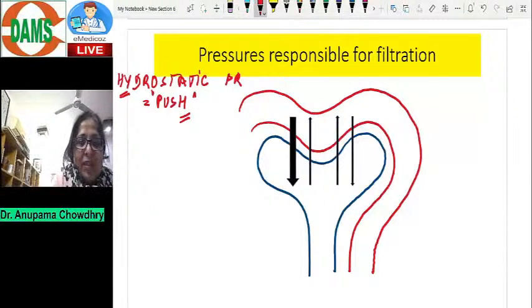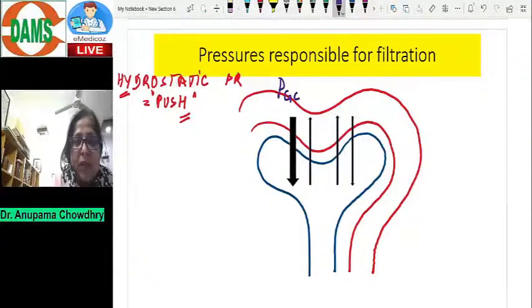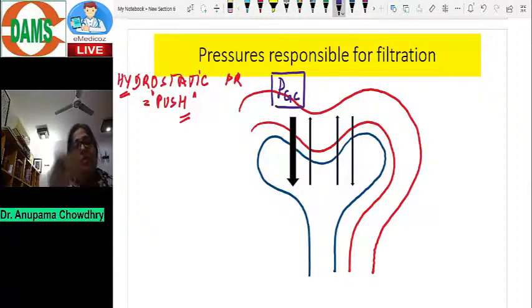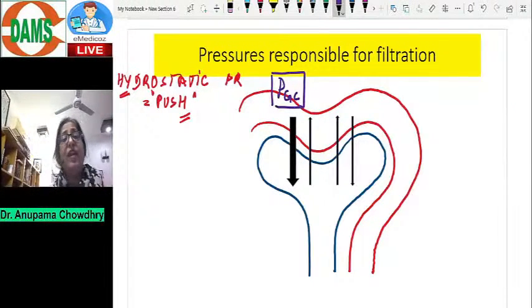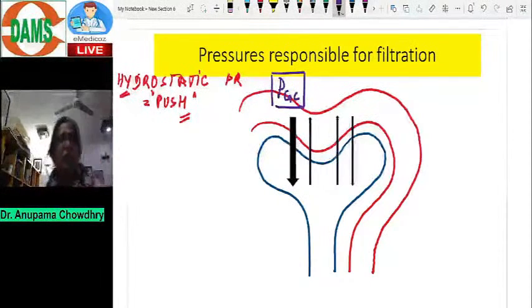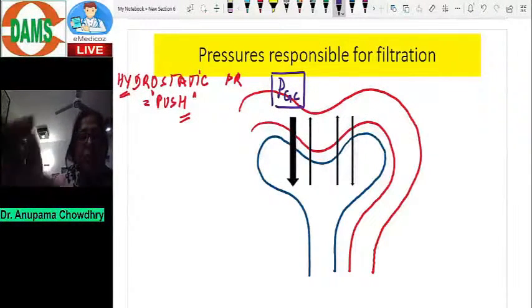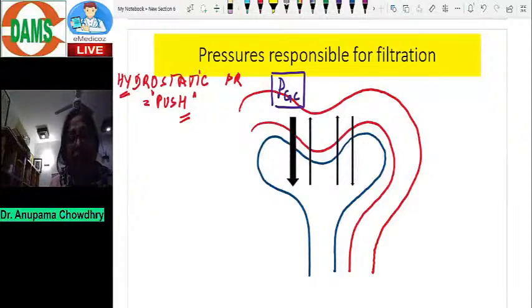This is the pressure that I'm talking about. This is called PGC, hydrostatic pressure, GC is glomerular capillary. This is a push force, and you can appreciate the direction of the arrow. It is pushing the fluid out of the capillary into the interstitial space. Have you understood? I've made it with a very thick arrow because this is a very large force. In fact, it's the largest out of the 4 forces which are responsible for filtration. So this is PGC, hydrostatic pressure of the glomerular capillaries.